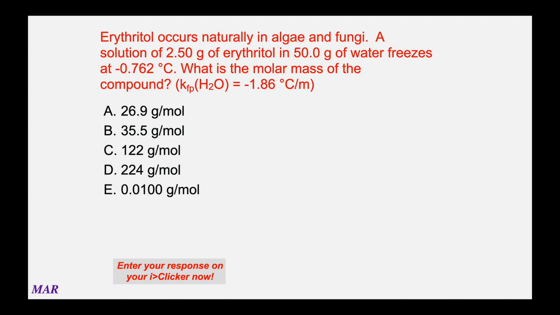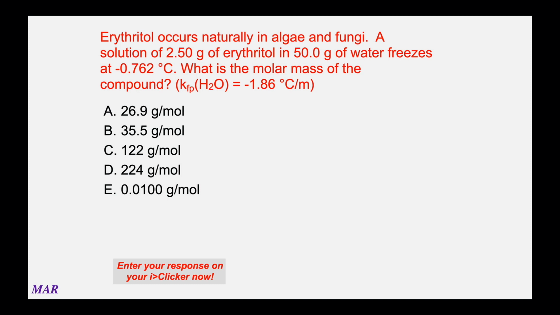So delta T equals K times M. K, I would use 1.86 positive. Delta T, I would use positive 0.762. So 0.762 equals K times M, 1.86 times M. I is going to be 1 here. Erythritol is something with algae and fungi. That's going to be biochemistry or organic chemistry, and basically everything there is organic and covalent. So I would just assume the I factor is 1.